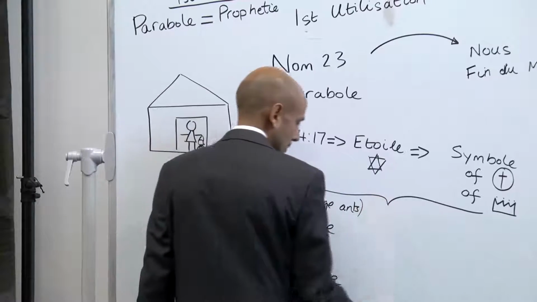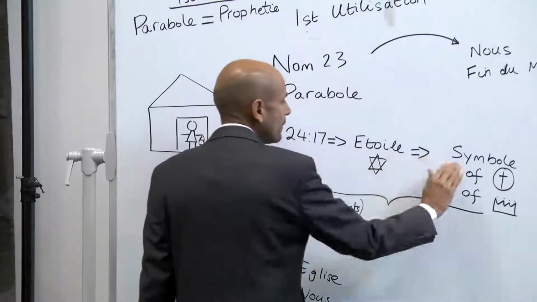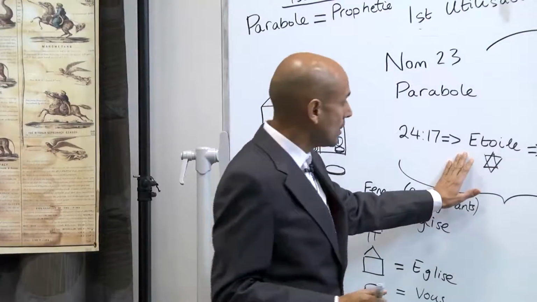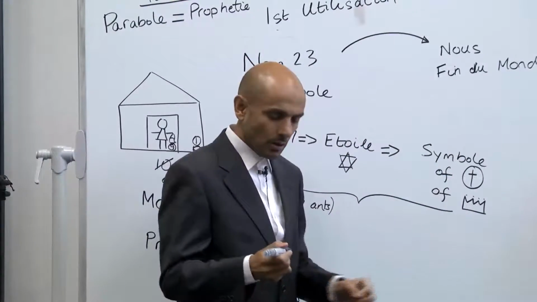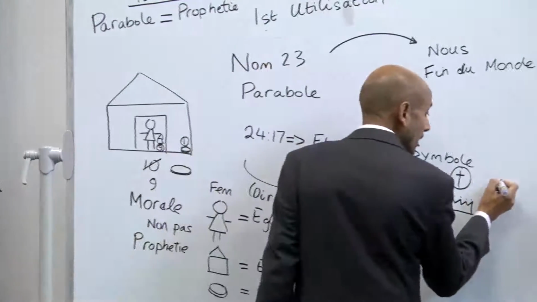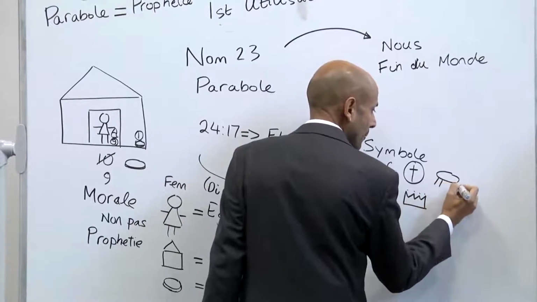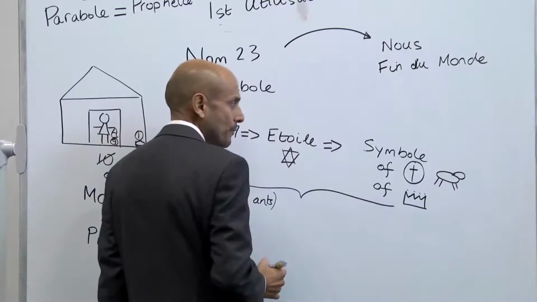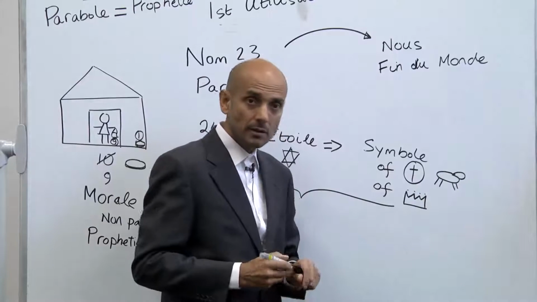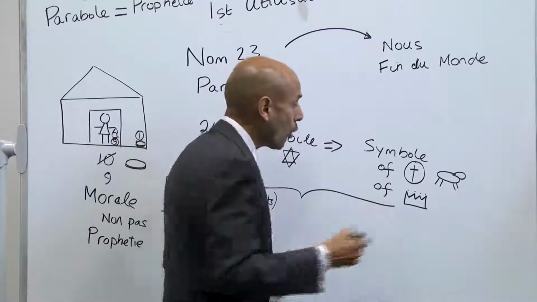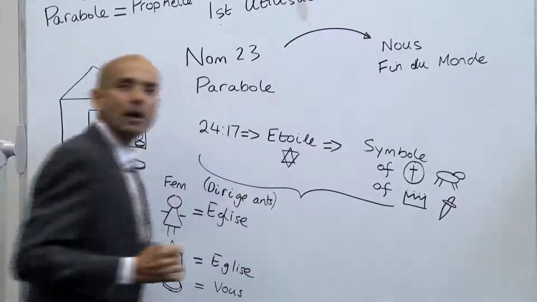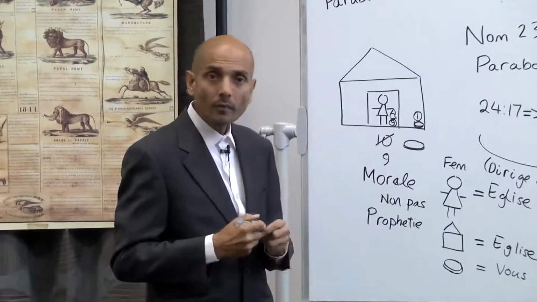When we were in the story of Balaam and we had the star, we said it's a symbol. I put a cross here, but I could have put a sheep or a lamb, because this was a symbol of a dying savior, not a warrior king. Hopefully we're okay with that.